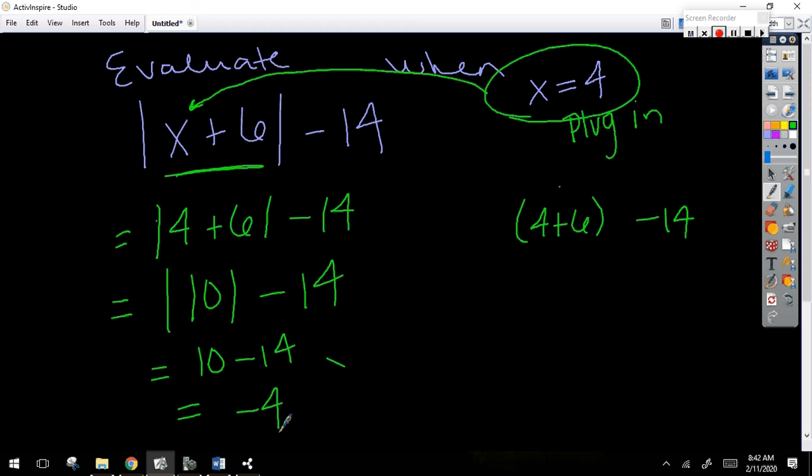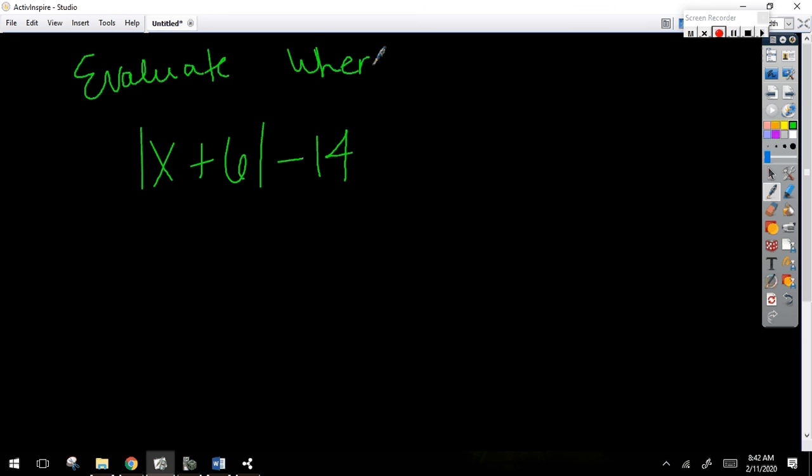So let's take this same expression and change it up a little bit. What if I had this same absolute value of x plus 6 minus 14, and I said this time evaluate when x equals -8. So does that mean I put positive 8 in there? No. I put the negative in there exactly the way it tells me to.